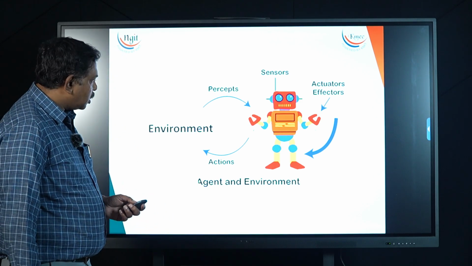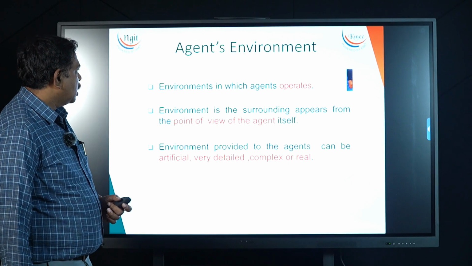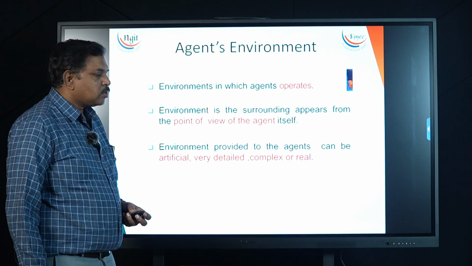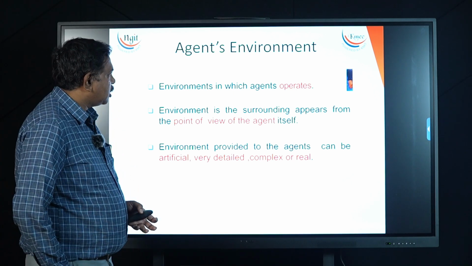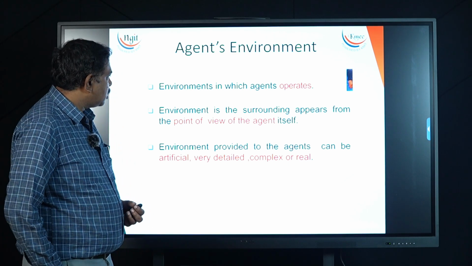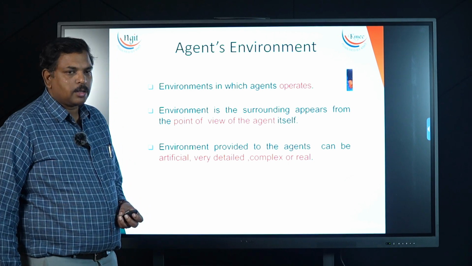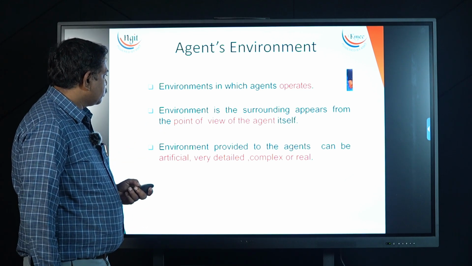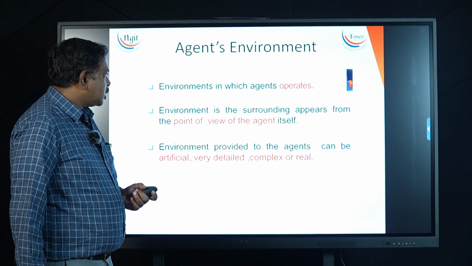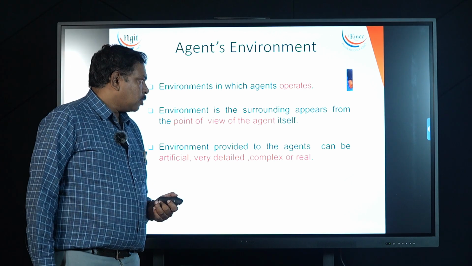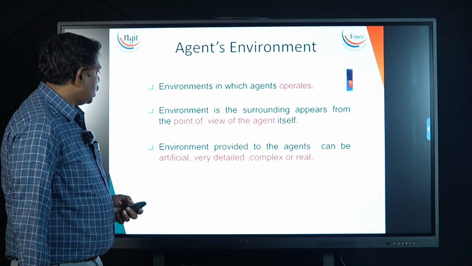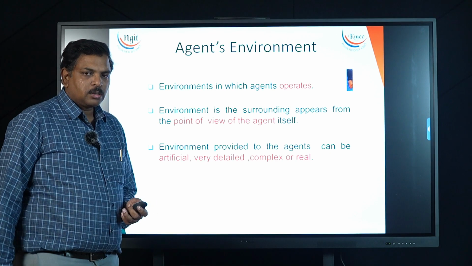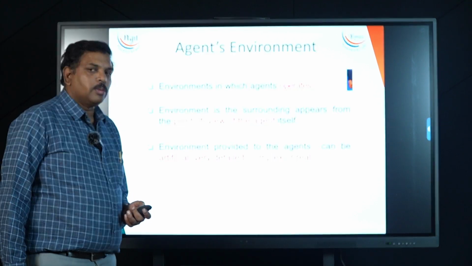Next, every agent works in an environment. Environments in which agents operate means an agent is not an individual thing. It works depending on where this agent is deployed. The environment is the surrounding, as it appears from the point of view of the agent itself. So in a vacuum cleaner agent, a room is the environment.